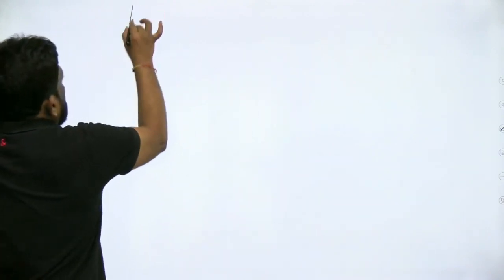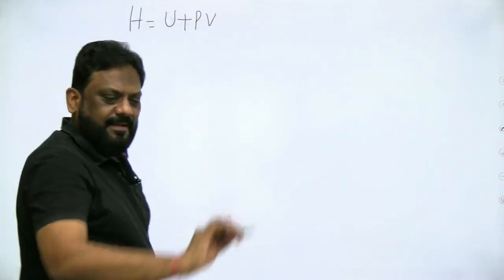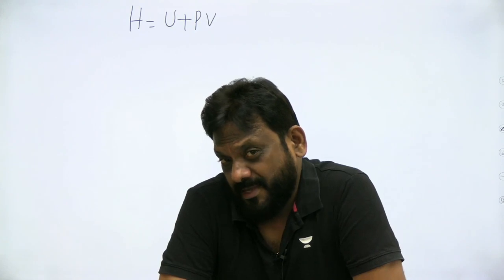So what is the mathematical equation of enthalpy? H is equal to U plus PV. This is the mathematical definition. And what is it physically? The microscopic form of energy of a flowing fluid. Now one student asked me a question.